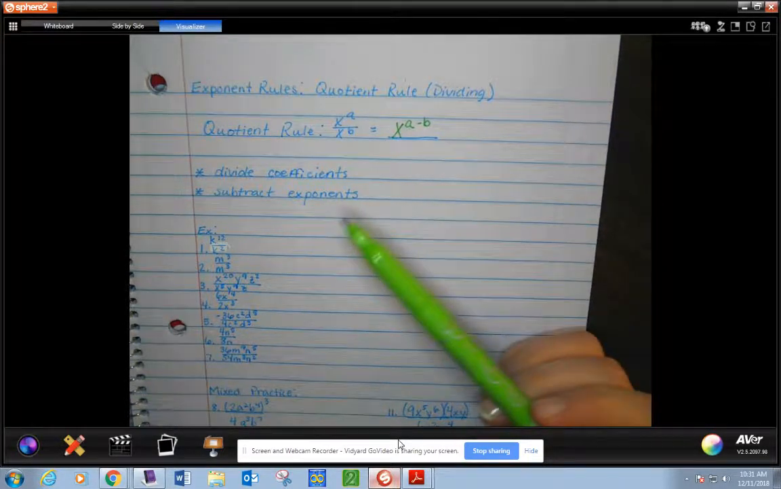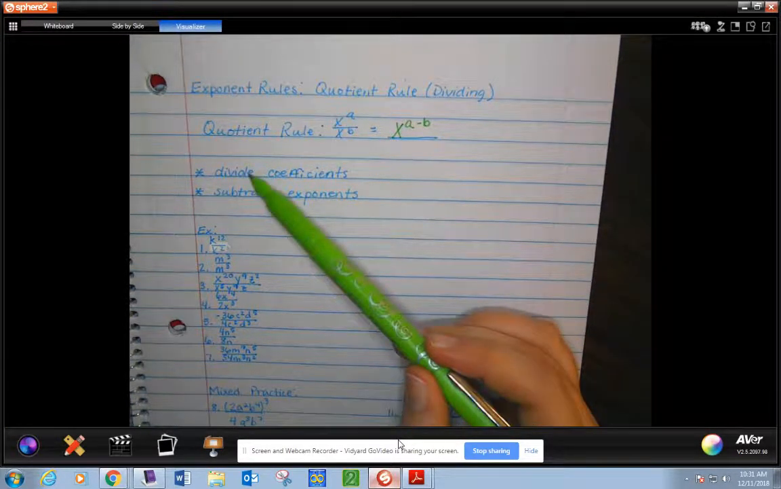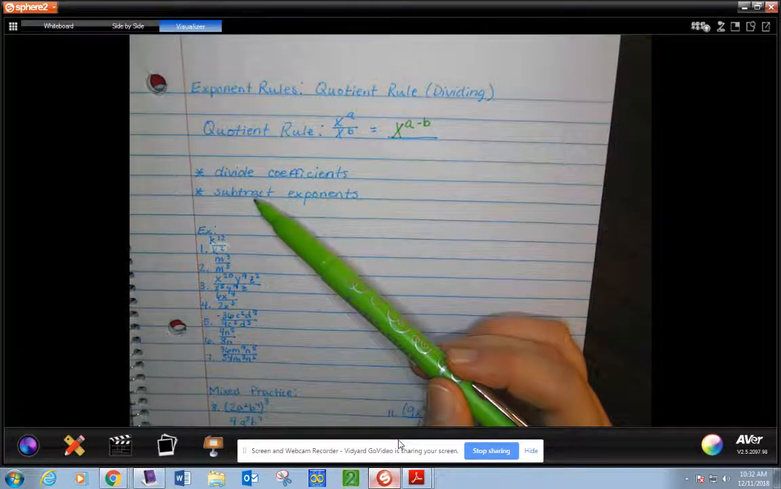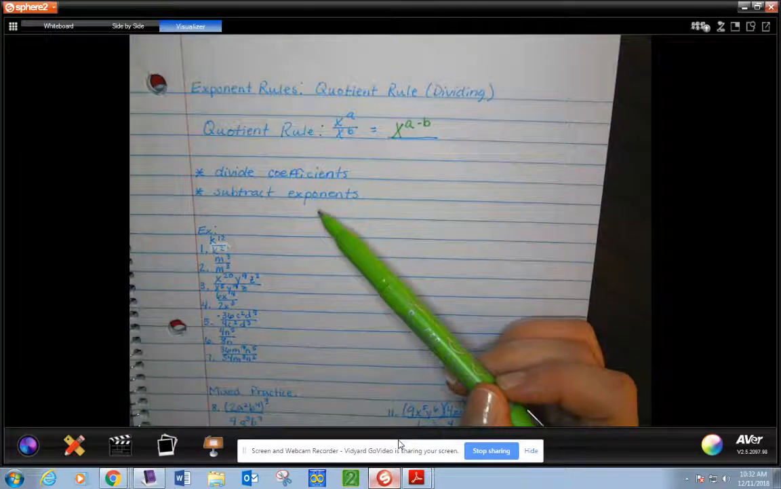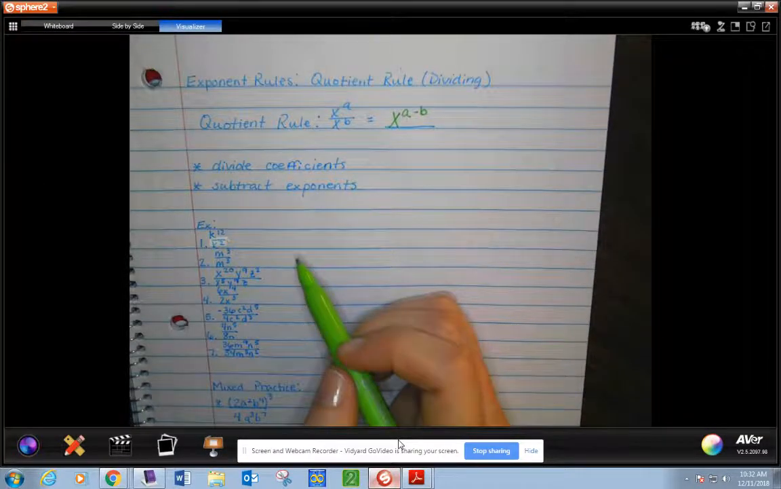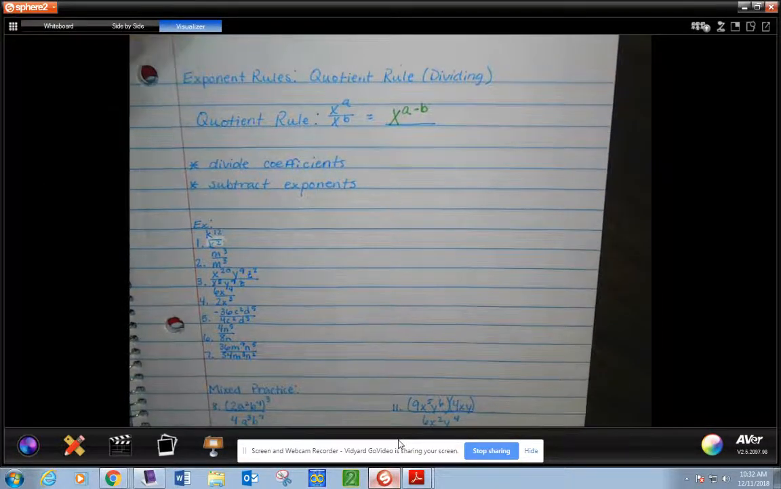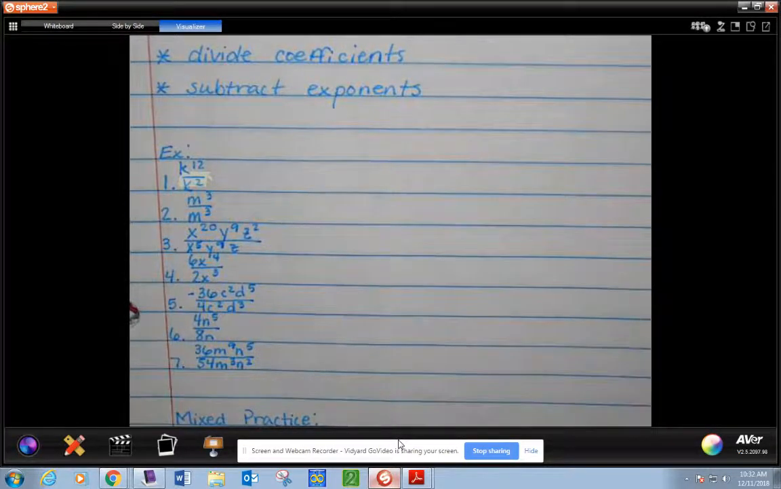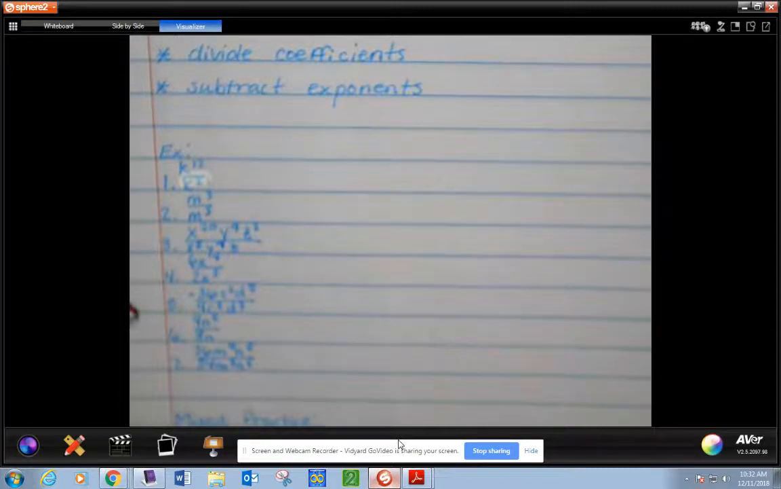Okay, now, if you have coefficients, you have to actually divide them. And if you have exponents, you must subtract them. One of the subtractions can be a little tricky, so when I get to that one, I will definitely let you know. For my examples, I can zoom in a little bit if you want me to, so it makes it just a little bit bigger. Let me refocus it. Okay.